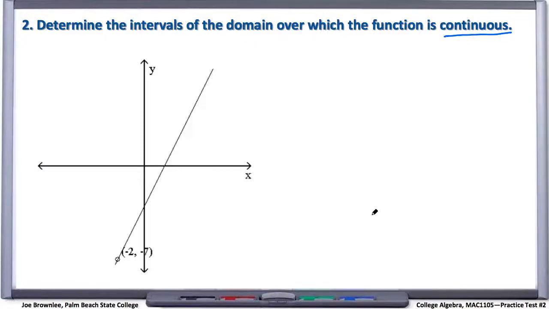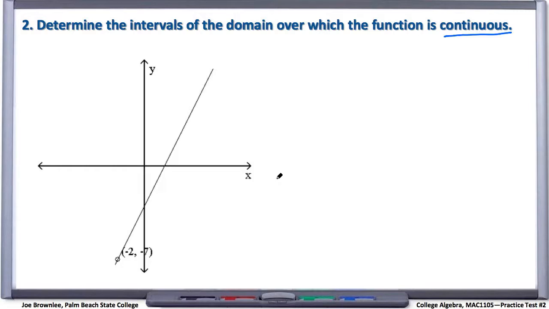All right, question number 2, determine the intervals of the domain over which the function is continuous. And this is similar to question number 1. We talked about, in question number 1, continuity and what it means for a graph to be continuous. In order for a graph to be continuous, we have to be able to draw the graph without lifting up our pencil from the paper. If we have to lift up our pencil from the paper, the graph is not continuous and therefore has discontinuities somewhere along the way.